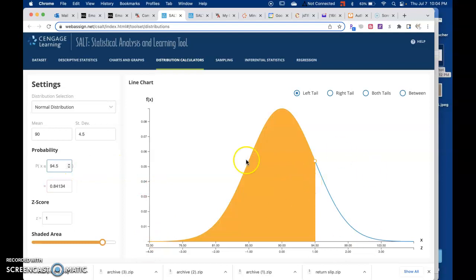And it shows us the picture, so that's awesome. And there's the answer, 0.8413. And it actually shows you the Z that corresponds, a Z of 1. And we're looking at the shaded area. So that's how you do it very easily on SALT. So I hope that helps.